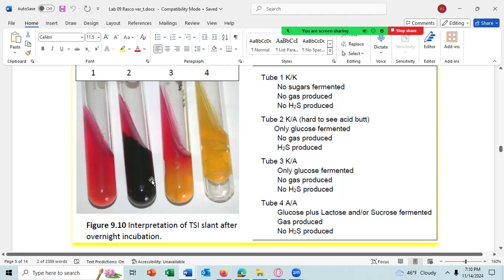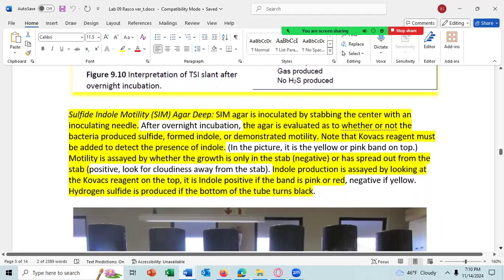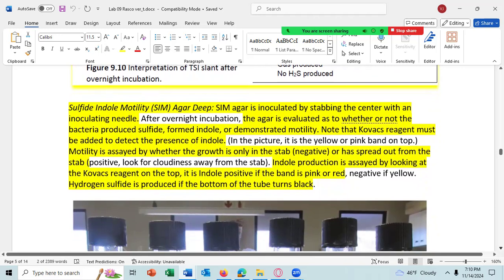All right, that's the triple sugar iron test. It is complex. I don't know how you can remember this test, but there it is. Let's take a look at the SIM test. SIM stands for sulfide indole motility test. You're actually running 3 tests at the same time with the SIM test.